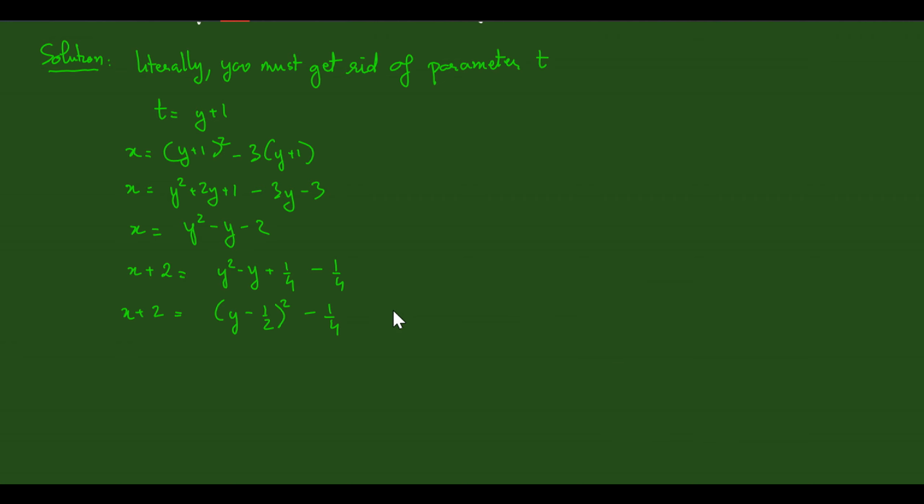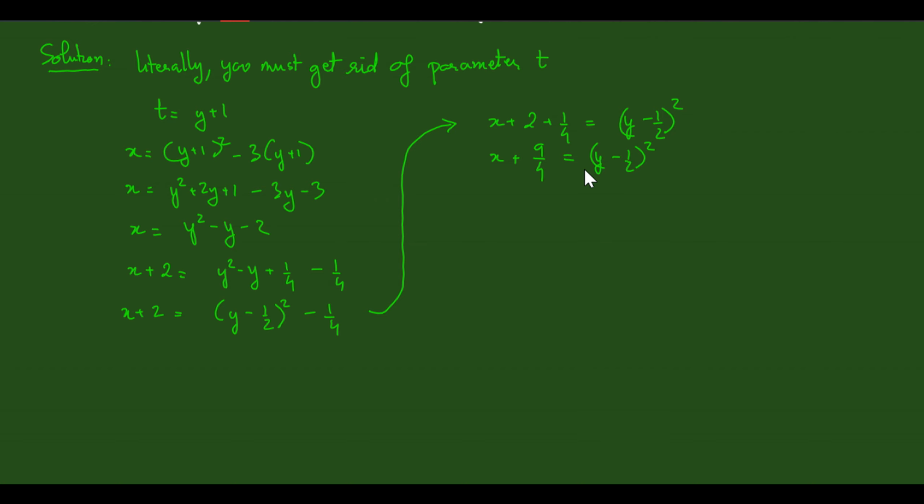Then from here, I'm going to write over here. What we have, I'm going to add 1/4 to both sides. So you have x plus 2 plus 1/4 equal to (y minus 1/2) squared, right? Is it in the form yet? Not yet. So we need to do a few more steps. Over here we combine this, so you have 9 over 4 equal to (y minus 1/2) squared, right?